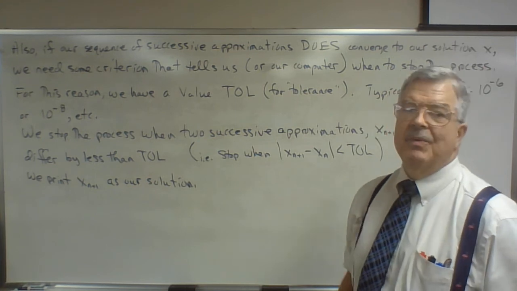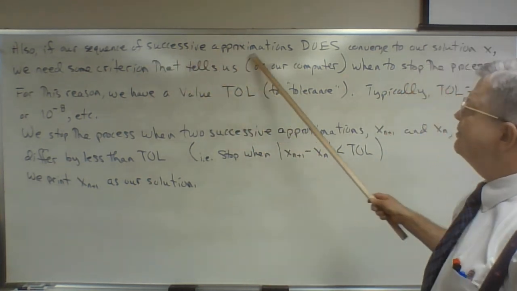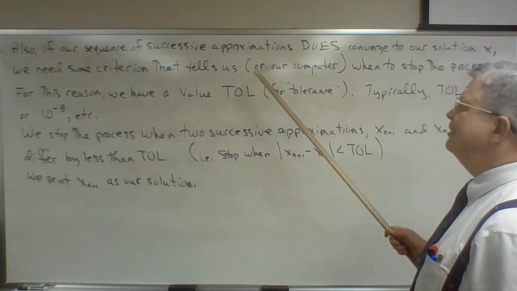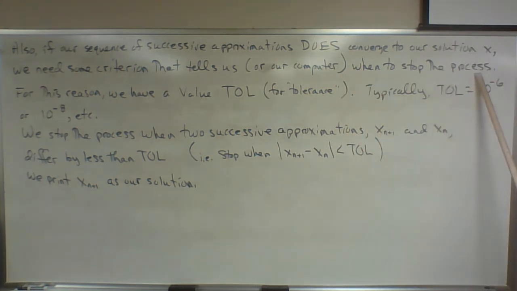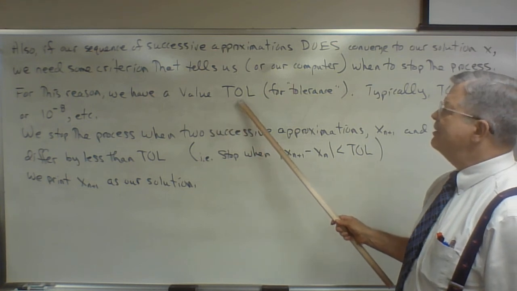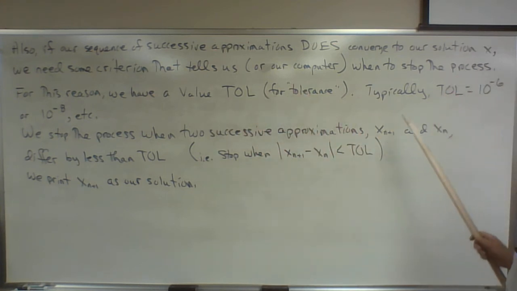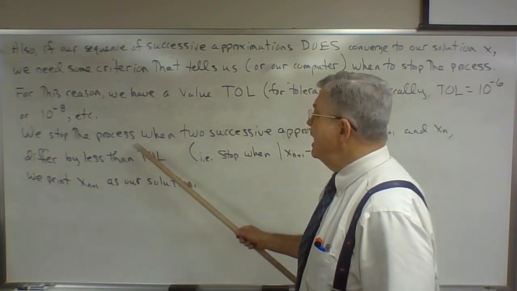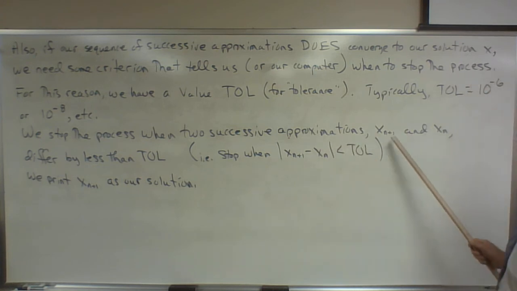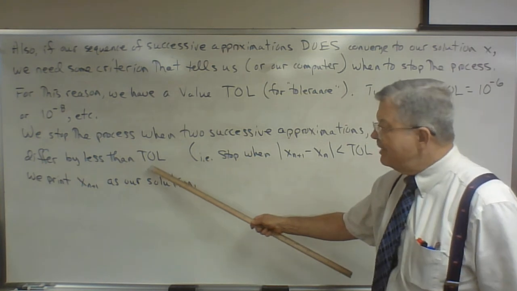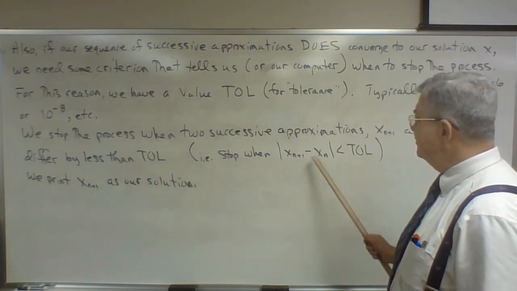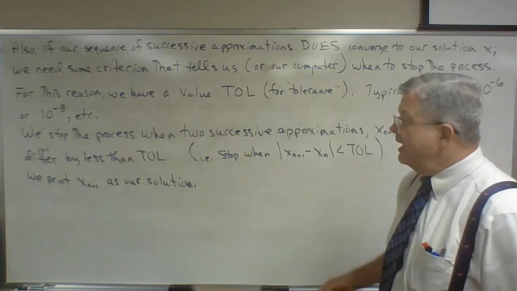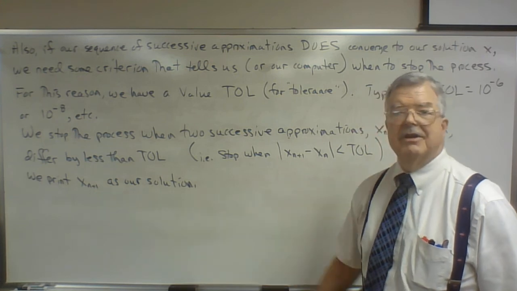Back to the case where things happen the way we want them to happen. If our sequence of successive approximations does converge to our solution X, we need some criterion that tells our computer when to stop the process. So for this reason, we have another variable. We call it tol, short for tolerance. And typically, we let tol be 10 to the negative 6, 10 to the negative 8, something like that. And we stop the process when two successive approximations, x of n plus 1 and x of n, differ by less than tol. So when the difference of two successive approximations is less than this, for example, 10 to the negative 8, we stop. And we print our last approximation as our solution.